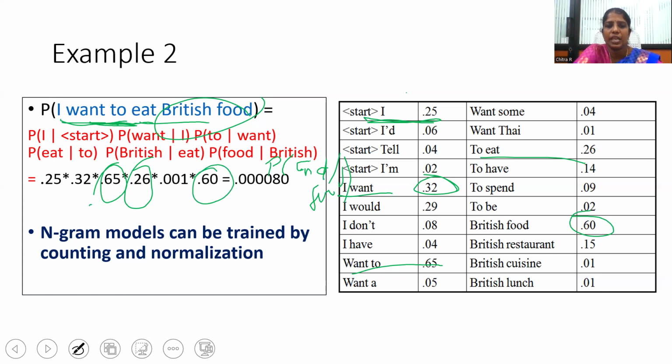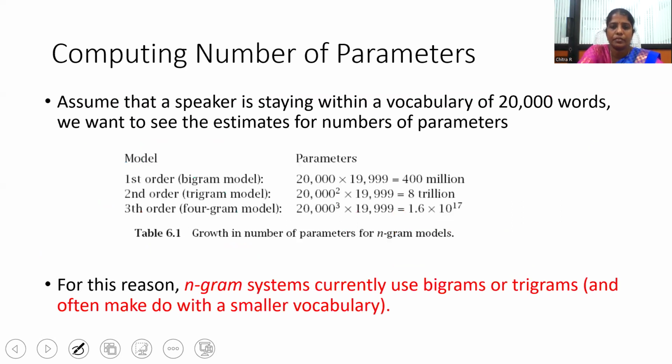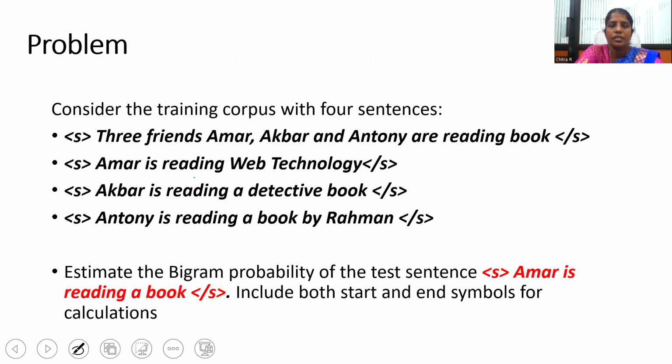Here, N-gram models can be trained by counting and normalization of these values. The longer the sequence, the lower the likelihood. For small sentences, the likelihood is higher. Here we checked how to find the probability for a single sentence. Now we are going to check the probability between the given sentences from the corpus and the test sentence.